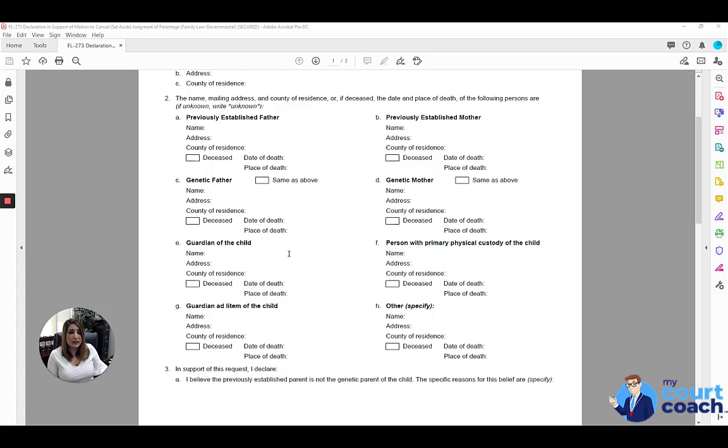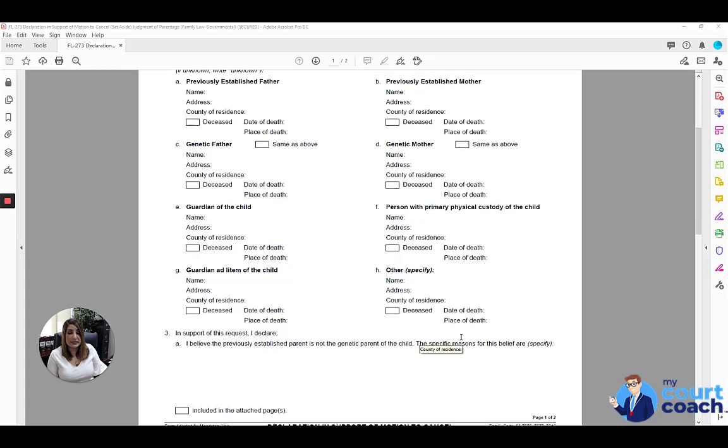If there is a guardian of the child that is not one of the people listed above, if there is a person that has primary physical custody of the child, then you would want to include their name, their address, and whether or not they have deceased. If there is a guardian ad litem for the child, that's going to be an attorney that is representing the child, then you would want to include their name and address. And if there's anyone else that has a role in this case pertaining to the paternity of the child, then you would want to specify who that person is, their name, address, and whether or not they have been deceased.